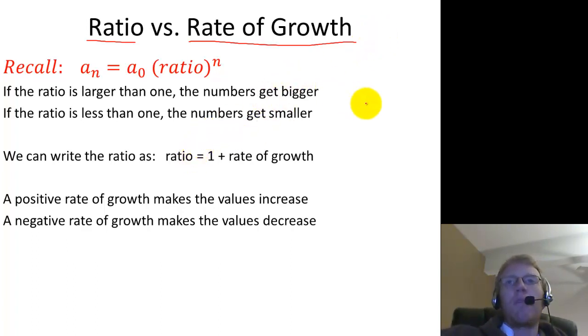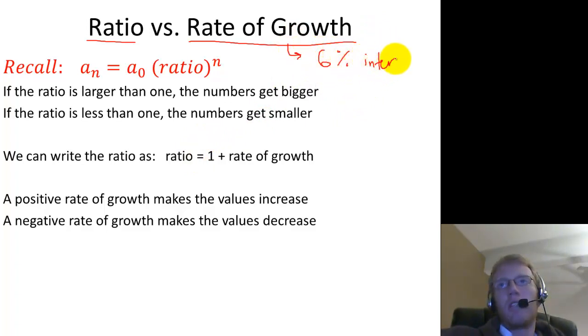And so what I mean by that is you might invest money with like 6% interest, something like that is an example. So you might try to find a stock or open a bank account and get 6% interest. But what they're telling you is not actually the ratio. What they're telling you is the rate of growth. They're telling you how much more money you're going to gain on top of what you already had.